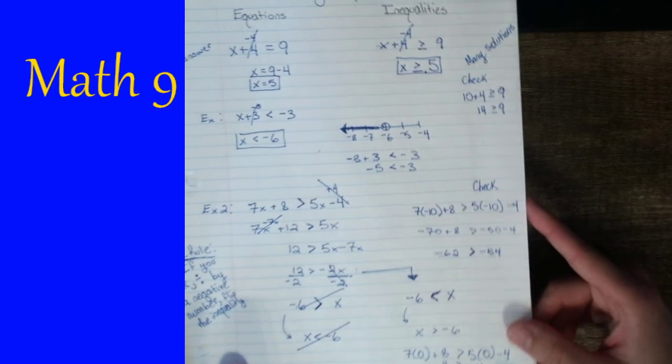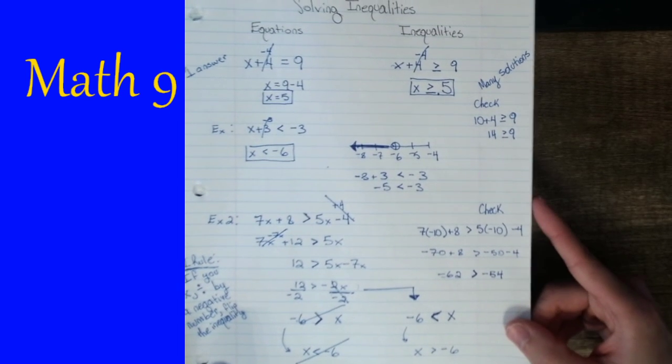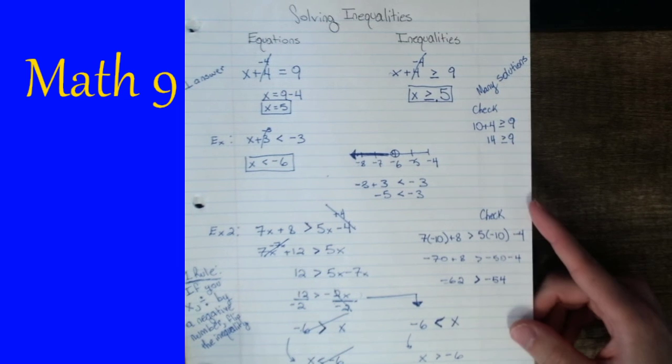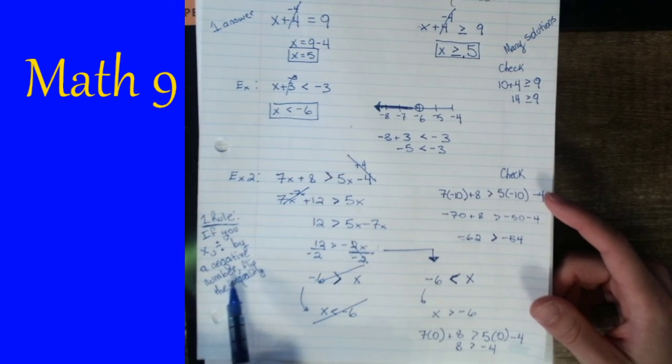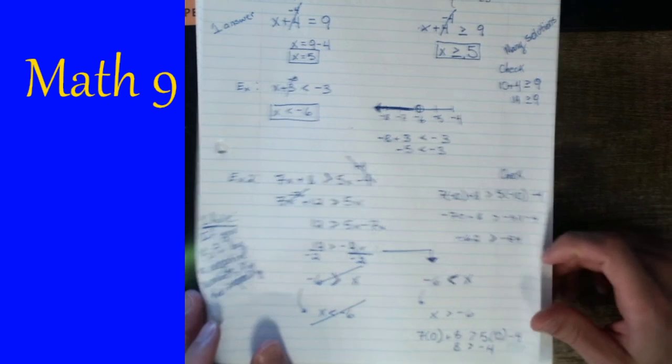So that should be everything you need to know when you solve an inequality. If I just sum it up, it's the same as solving an equation, but if you ever multiply or divide by a negative number, just flip the inequality and you should be good.